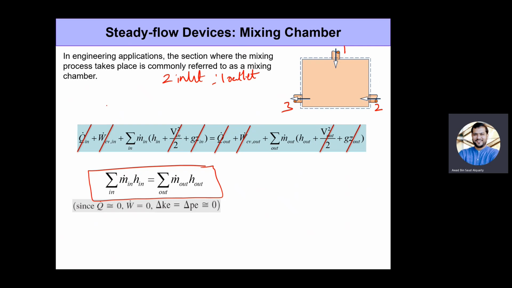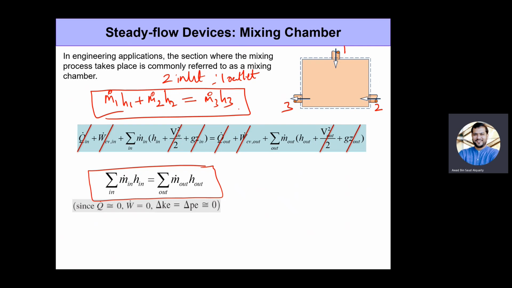Okay, so here I can write it as m dot 1 h1, which is inlet one, plus the mass flow rate at inlet two times the enthalpy at inlet two, or state two. This is going to be equal to the enthalpy times mass flow rate that goes out at the exit, which is simply m dot 3 h3. So this is simply what you get by applying energy balance to this. Okay, as simple as that.